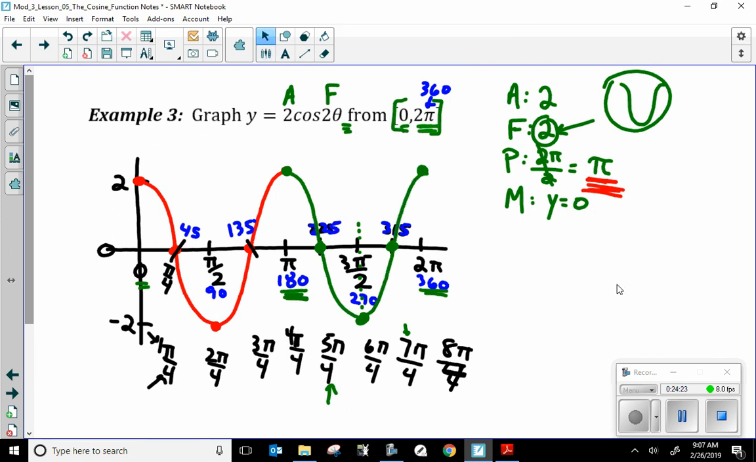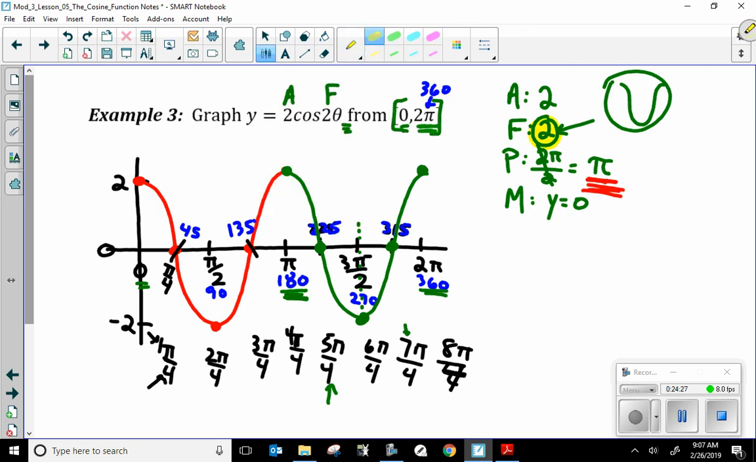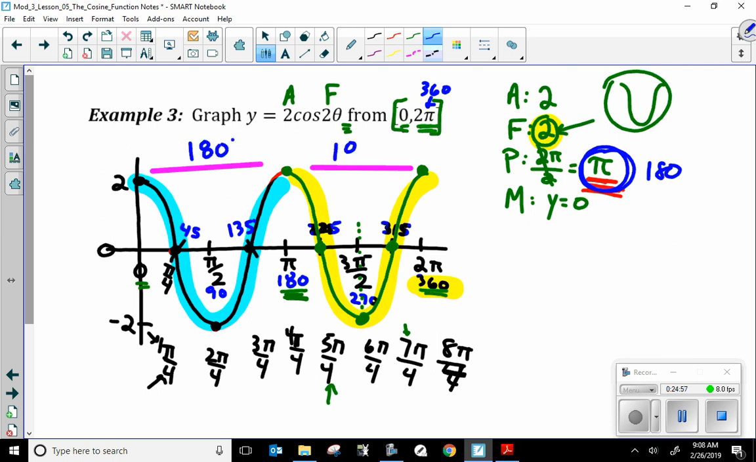And doesn't it make sense that we see 2 curves in 360 degrees? It should, because our frequency is 2. That tells us how many curves we're going to see in 360 degrees. We see 1, boom, and then we see 2 in 360 degrees. That's exactly what our frequency tells us. And what's the length of each curve? 180 degrees. How do I know that? That's what the period tells me. That's the length of one curve. So each curve is 180 degrees.